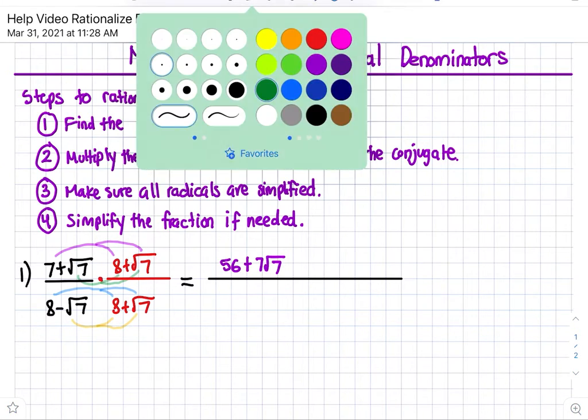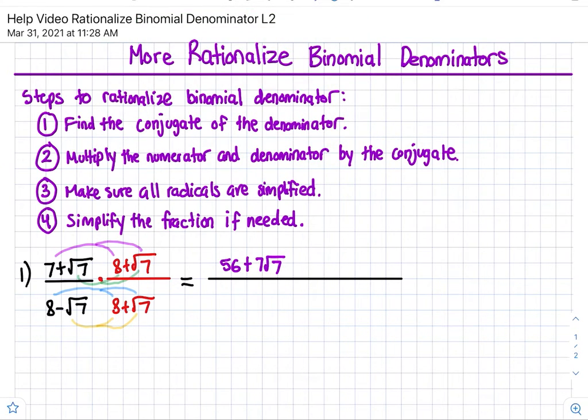Now we're on the green pathway, right? Radical 7 times 8, 8 radical 7. Radical 7 times square root of 7. Since radical 7 times itself gives you the number back, which will just be 7. Now you could do square root of 49, but 49 is a perfect square, so square root of 49 is just 7. Now we're going to move on. Blue, we got 8 times 8 for 64. 8 times radical 7 for 8 radical 7.